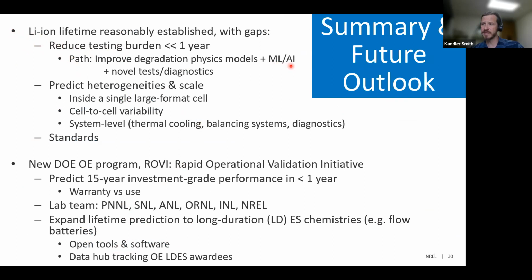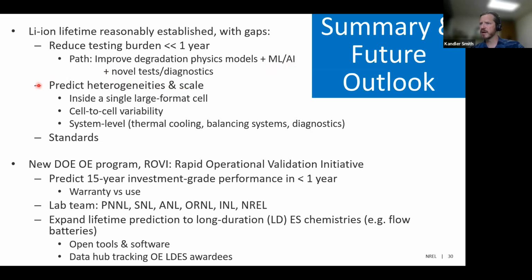For example, we're using a physics-informed neural network presently to try and identify all the physics-based model parameters, how they change with lifetime in a very rigorous way, as well as novel tests and diagnostics, different ways to interrogate the cell and isolate what the degradation mechanisms are. I think there's still a lot of work that's needed to do that.